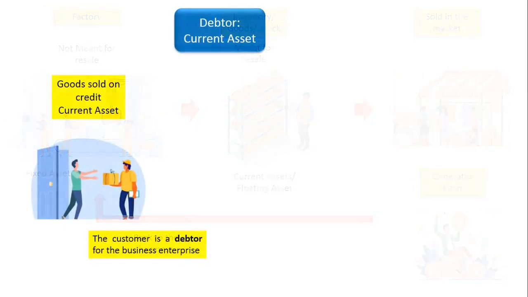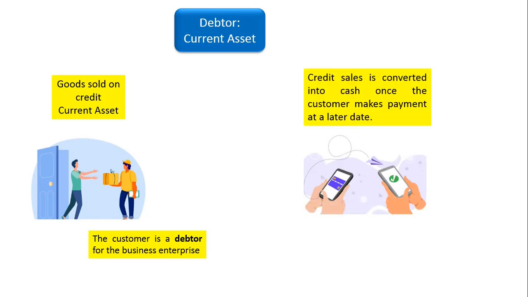Another major current asset for a business is debtors or accounts receivable. Many businesses sell goods on credit to their customers. These customers who are yet to pay the money to the business against their purchases are referred to as debtors for the business. Although the customers have bought goods from the business on credit, they are expected to make the payment in a short period of time. Hence, debtors are regarded as current assets or floating assets because the amount will be converted into cash within a short period.